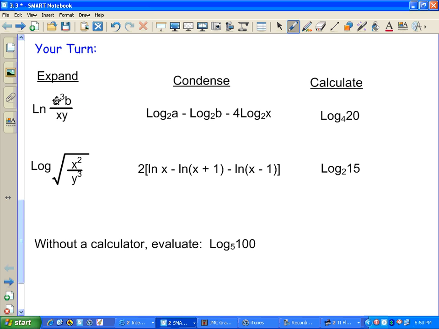Alright, first I'm going to expand this. Alright, I'm going to give myself a little more room here.